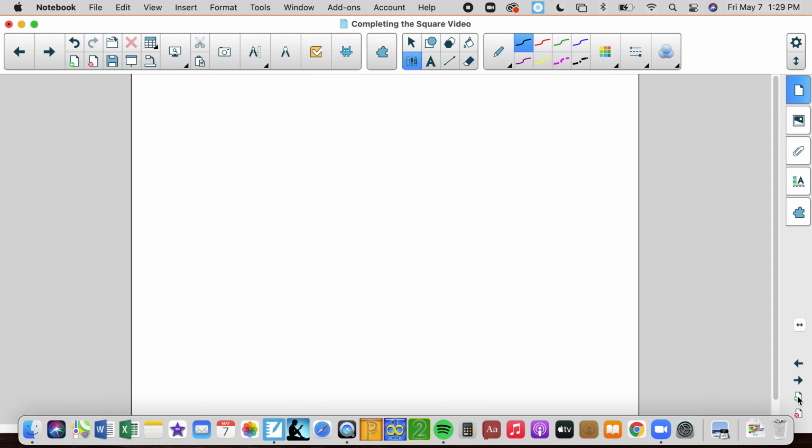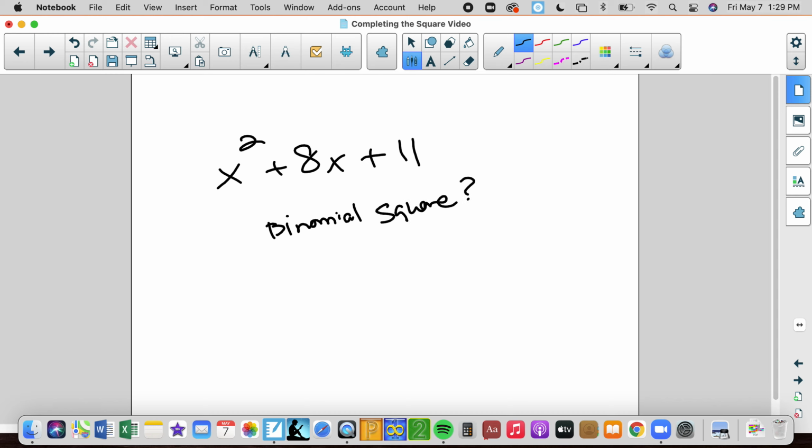So if I give you something like this, x squared plus 8x plus, let's say, 11. Is this a binomial square? No, it's not a binomial square. How do you know? Because if you take your b value, divide it by 2, and square it, it should equal this value, and they aren't. So we know that this trinomial cannot produce a binomial square. That's all we need to do, is check.